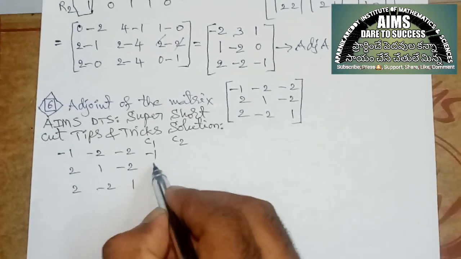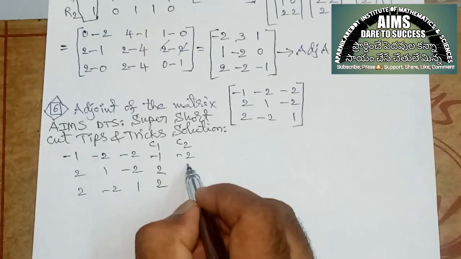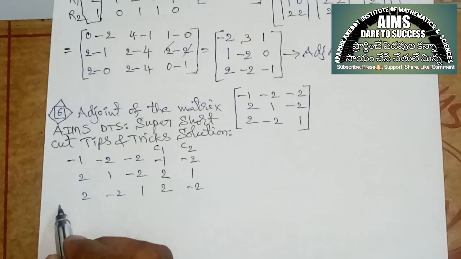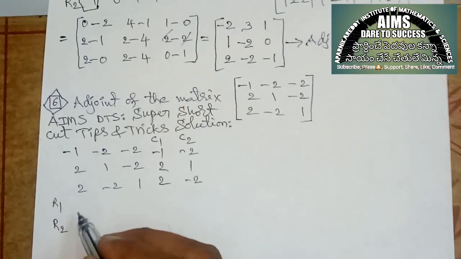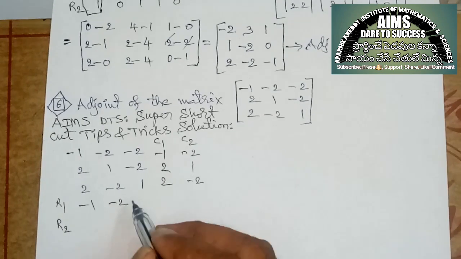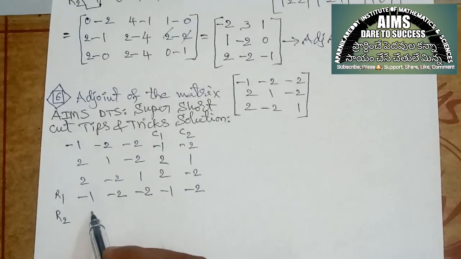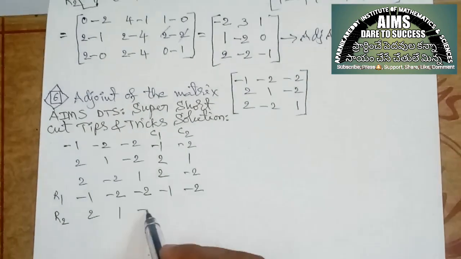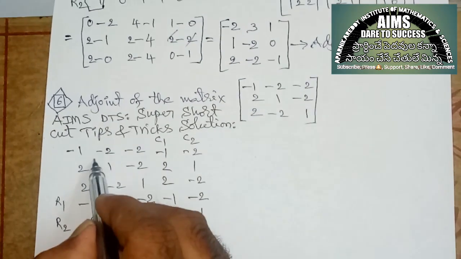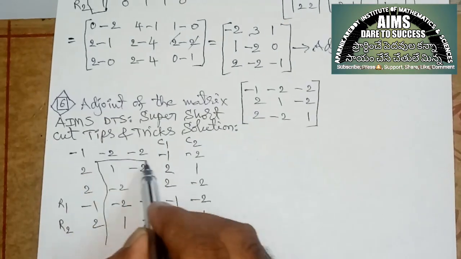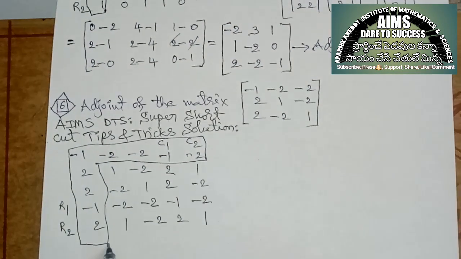After writing this, you can write column 1 and column 2 as it is. Column 1 values are -1, 2, 2; column 2 values are -2, 1, -2. After this, write row 1 and row 2 as it is. Row 1 values are -1, -2, -2, -1, -2; row 2 values are 2, 1, -2, 2, 1. After completing this part, you can remove row 1 and column 1.